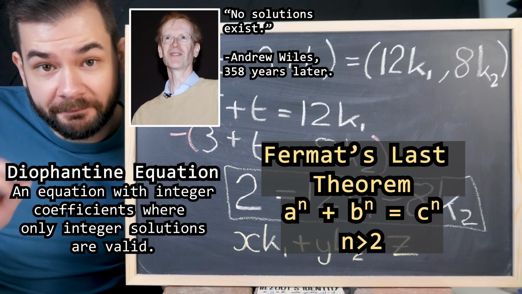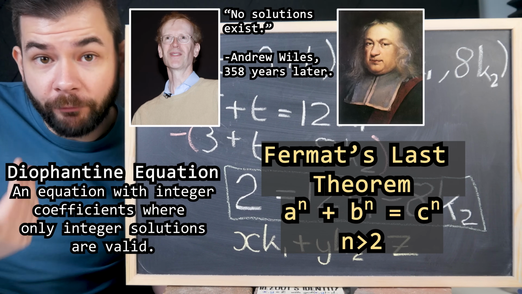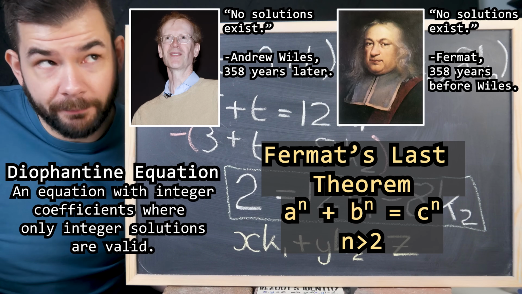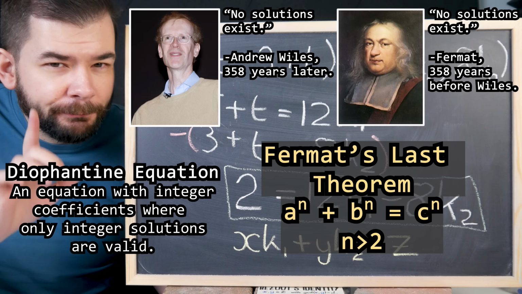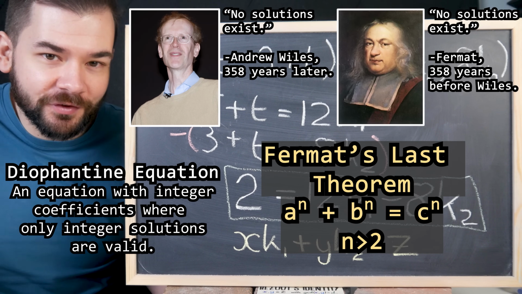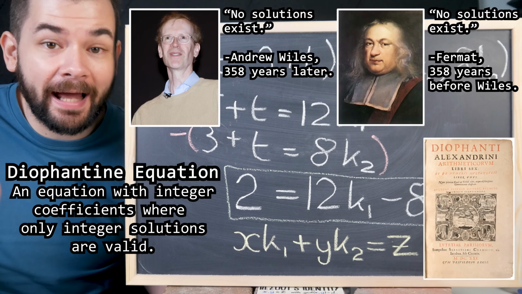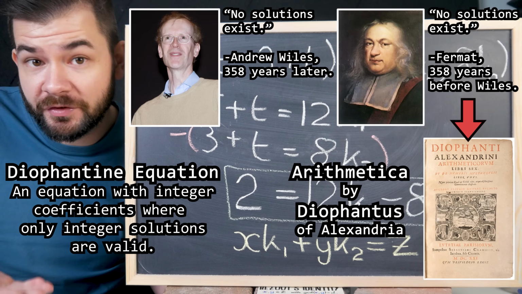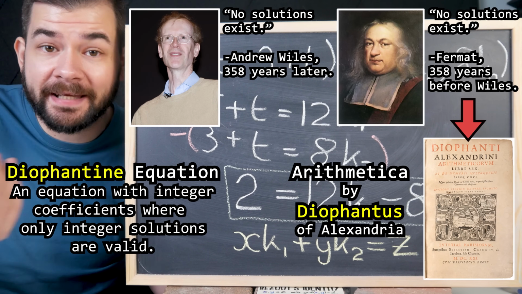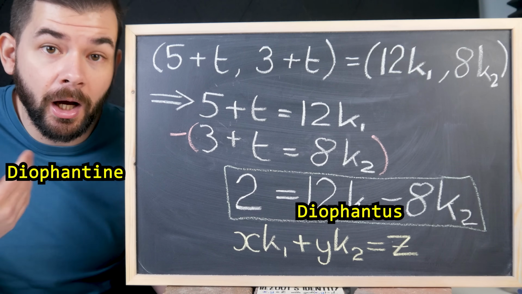By the way, that's 358 years after Pierre de Fermat wrote his infamous margin note about supposedly having a proof. And in which book's margin did he write this? It was a copy of Arithmetica by Diophantus of Alexandria, one of history's most important mathematicians, and it's after him that Diophantine equations are named.